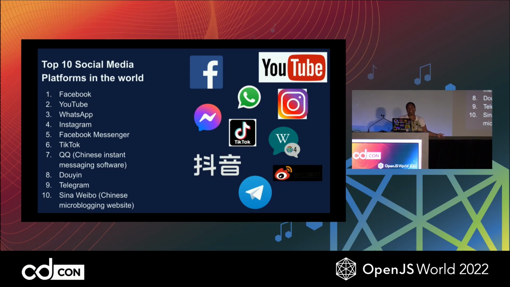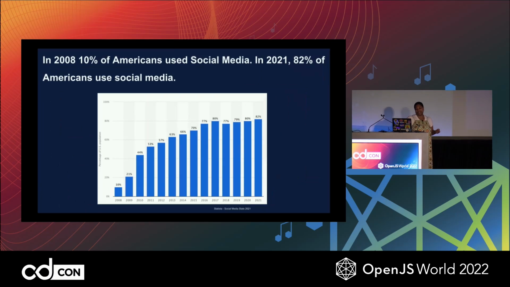I just have a list here of the top 10 social media platforms in the world. On this page, I also have the icons of each of these. So Facebook, YouTube, WhatsApp, Instagram, Facebook Messenger, TikTok, QQ, Douyin, Telegram, and Sina Weibo. So one of the things I wanted to present about accessibility, because so many people use social media, I wanted to kind of talk about accessibility in that.